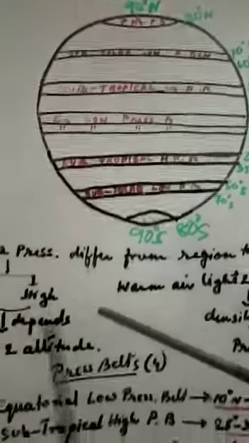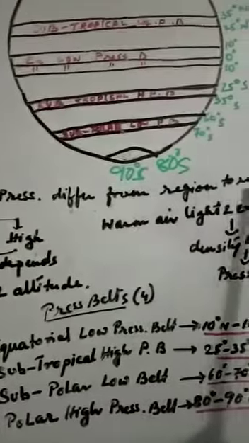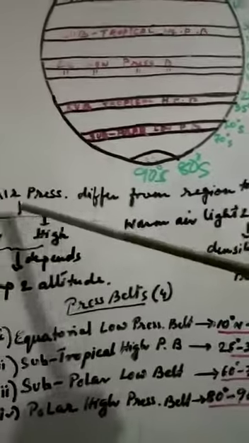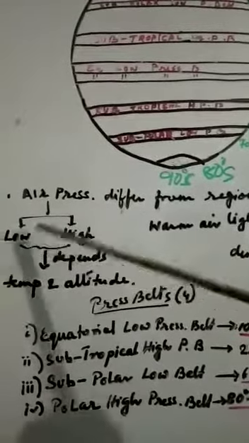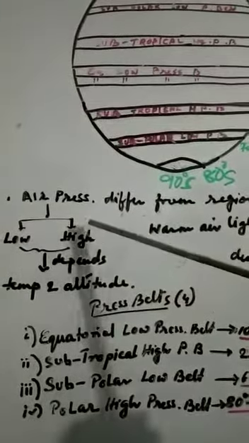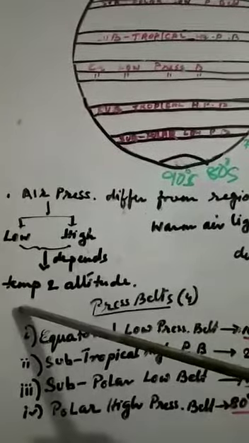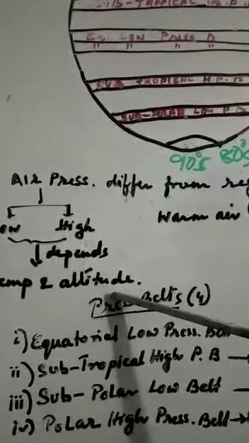Now I'll come to this diagram later on. Let me first show you here. Air pressure differs from region to region. Now this air pressure is basically of two types, low pressure and high pressure. Now what makes these pressure differences? The pressure differences depend on two factors, that is the temperature and the altitude.